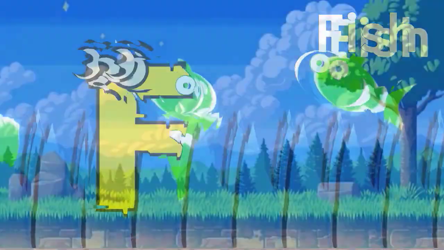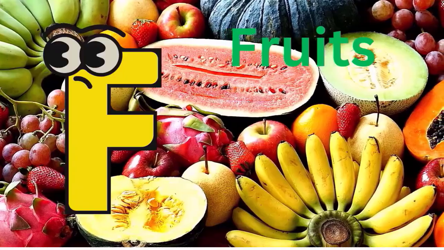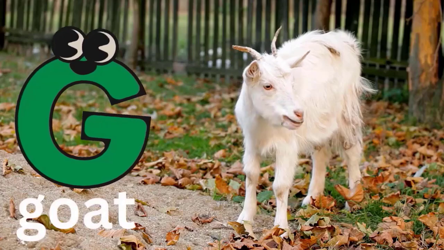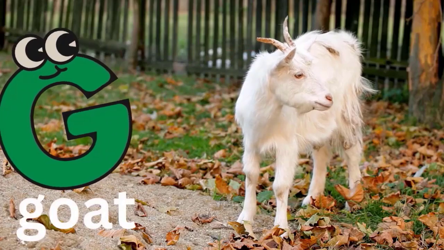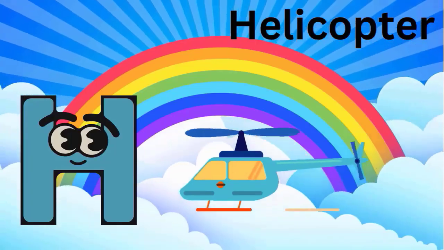F for fish. F for fruits. G for grapes. G for goat. H for hen. H for helicopter.